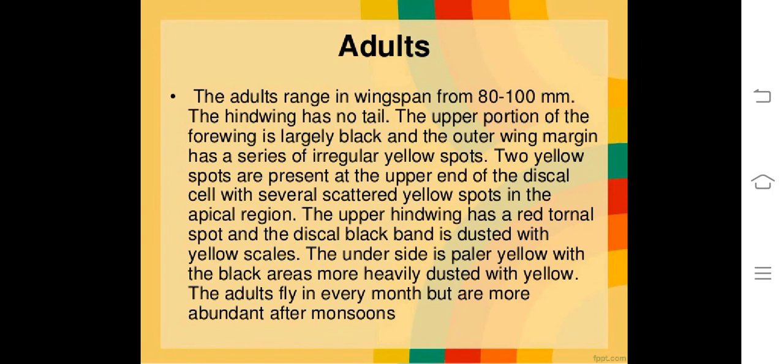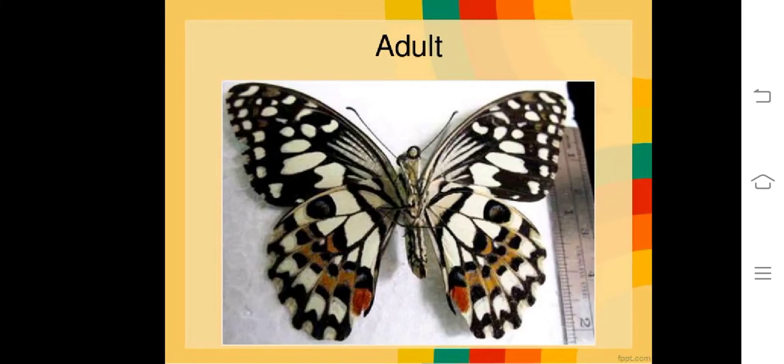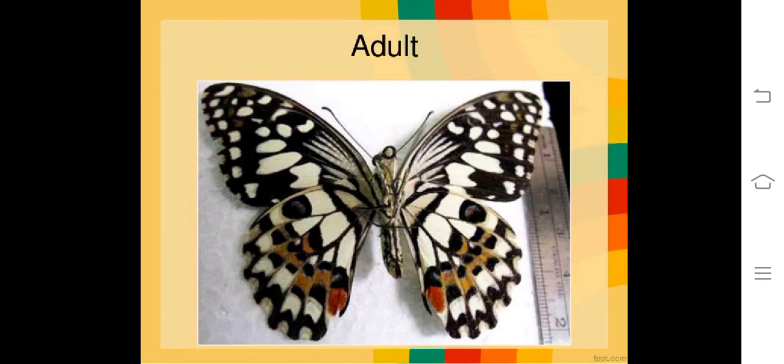So if we talk about the adults, they range in wingspan from 80 to 100 millimeters. The hind wings have no tail. The upper portion of the forewing is largely black, and the outer wing margin has a series of irregular yellow spots. So you can see in this diagram the yellow spots.